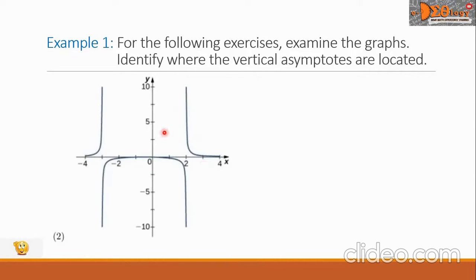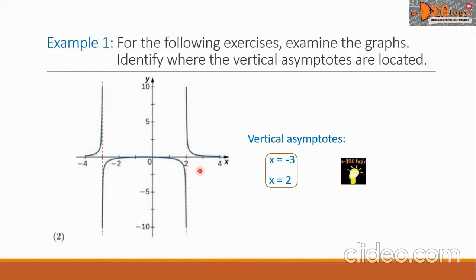Graph number 2. Let us examine the graph. We can see that the vertical asymptotes will come in here and in here. So the vertical asymptotes are x equals negative 3 and x equals positive 2. These are the answers.